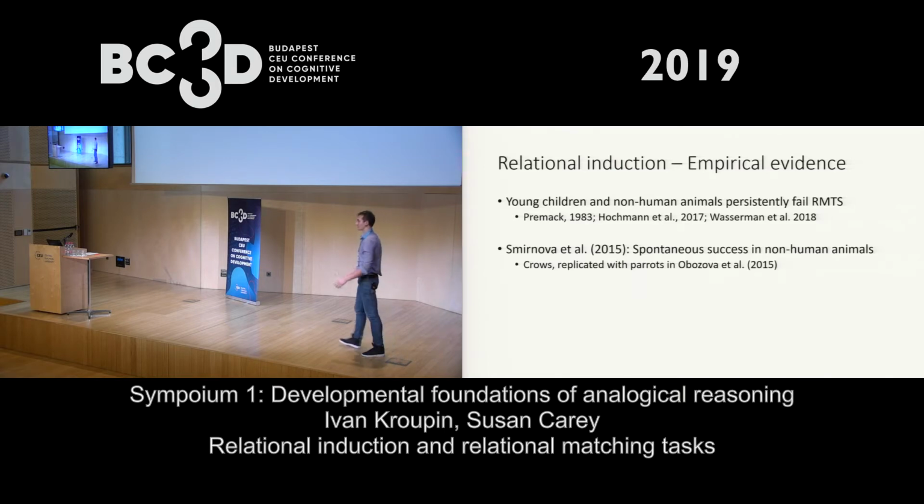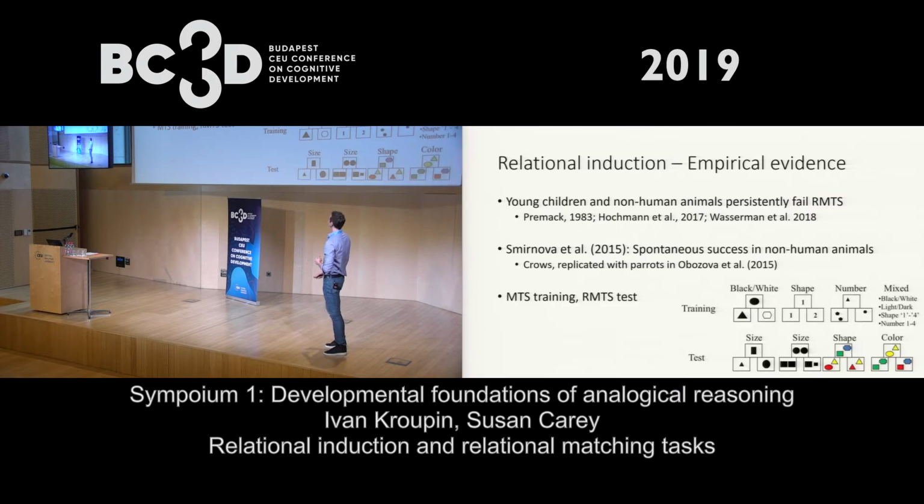Into this literature, as foreshadowed in the previous talk, comes Smirnova et al., who with crows and parrots showed spontaneous success on relational matching in non-human animals, right? A massive contrast to previous literature. So how did they do this? They gave these birds a series of non-relational match to sample training tasks. So they got crows to two criterion matching black to black and not to white, that shape to that shape and not to that shape, a series of non-relational tasks, then tested on a series of relational match to sample tasks, at which point the birds succeeded spontaneously.